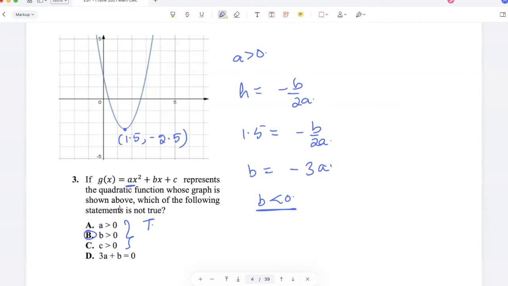What about C? C is the y-intercept here, and I can see that it's (0, 2). So C is 2. So that's definitely positive. So this is true. And I can see from this equation that b plus 3a is 0. So this is also true.